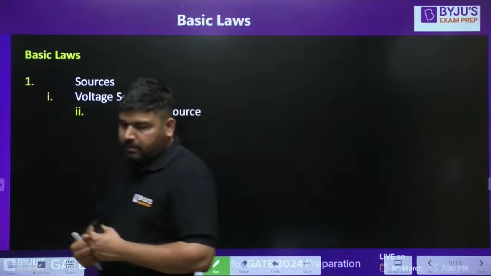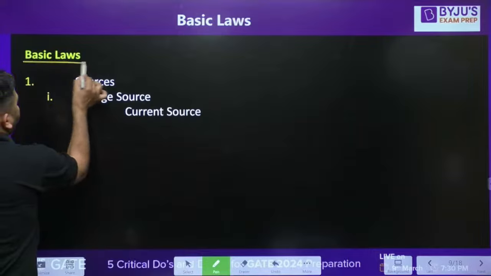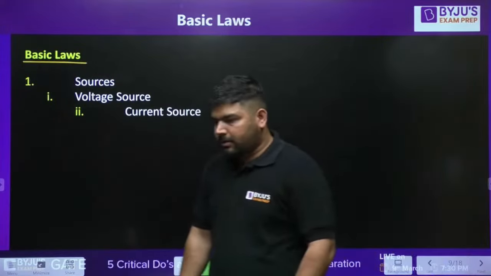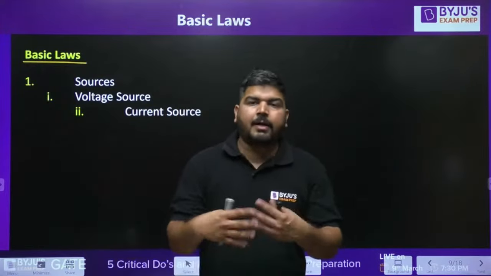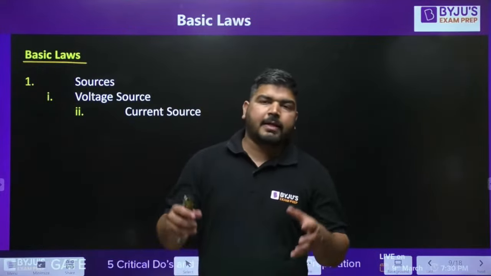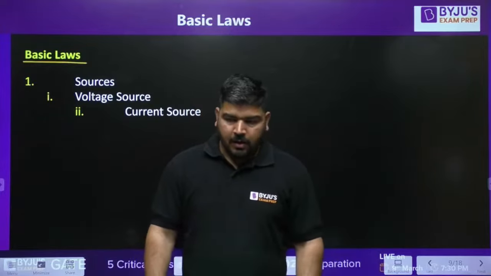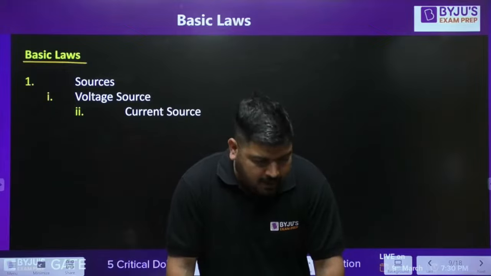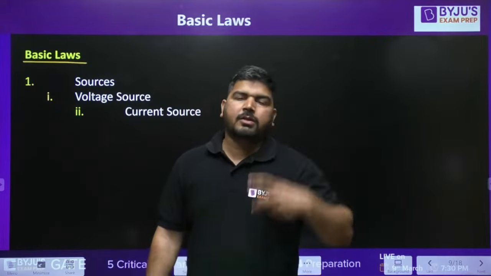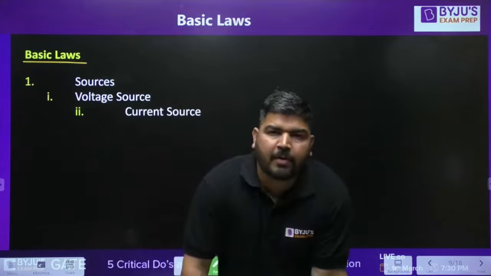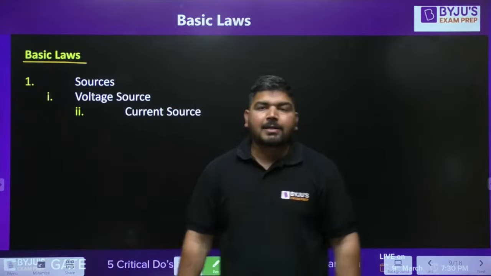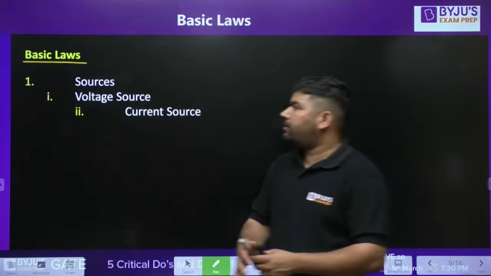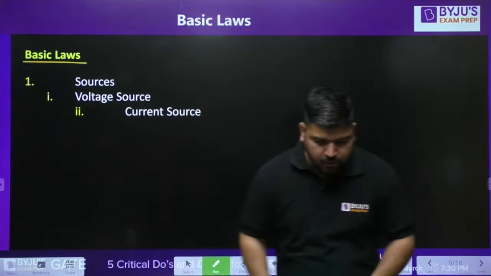Now we are going to start with the basic laws. What are the basic laws? The basic laws are important in understanding current and voltage in the branches. Let's say there is some circuit. In that circuit there are some voltage sources, some current sources, some resistances, and you want to calculate the current in some branch or voltage across some branch or power loss in some resistance or power delivered by the source. So there are some specific rules that you need to follow. In this chapter we will try to understand those rules.